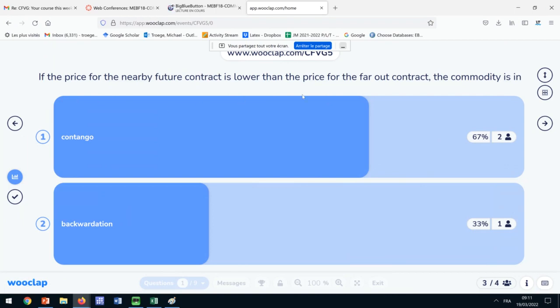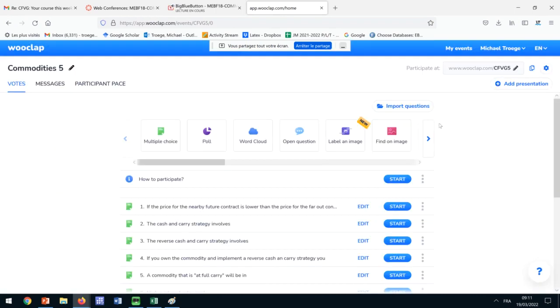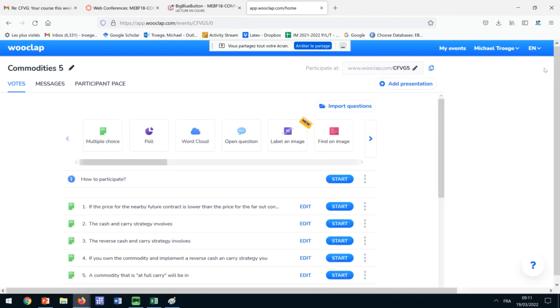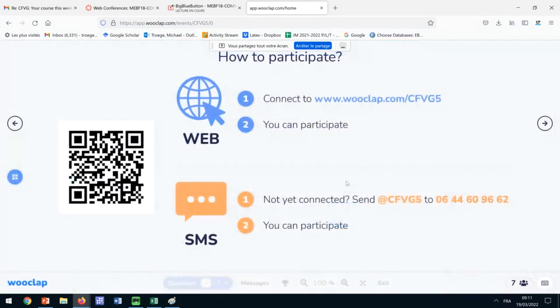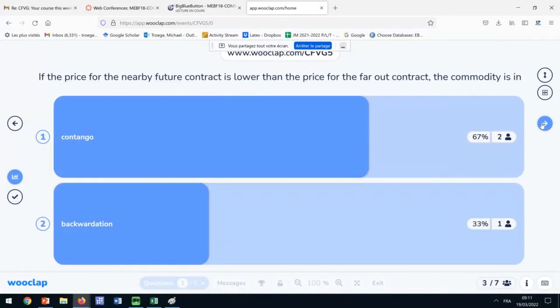Let me exit for the moment. The results are visible. Why are they visible? I don't understand this. Start again. Yeah, so the results shouldn't be visible. Now they're visible. But you can make up your mind anyhow, so that doesn't really matter.